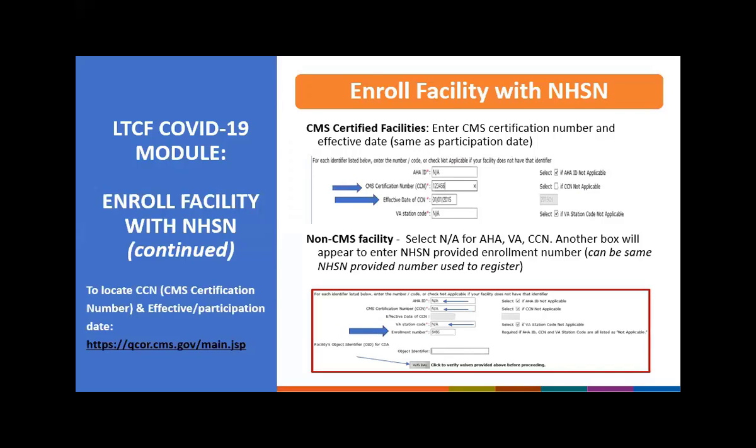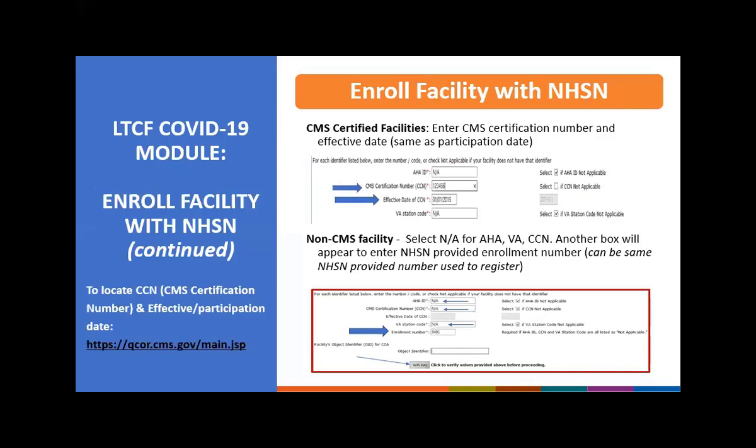So CMS sends NHSN a list of CCN numbers as they're updated. And so if yours doesn't validate, it could simply mean that your number hasn't been updated into the system. If your CMS number does not validate, at that point, you will need to follow the instructions for a non-CMS facility to get through enrollment. So that means you'll have to select NA for everything, and then get a temporary enrollment number to enter here. That is the only way that you will be able to get through enrollment.